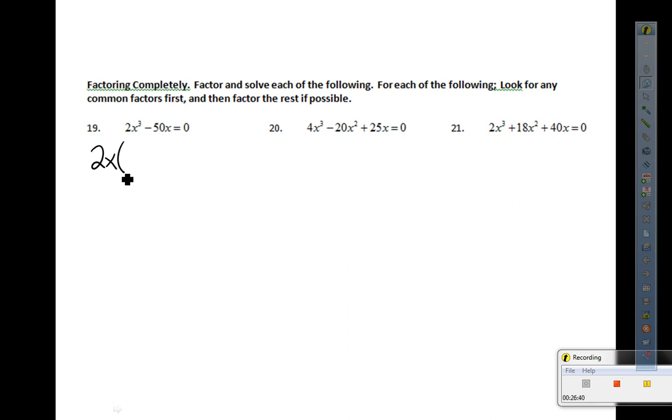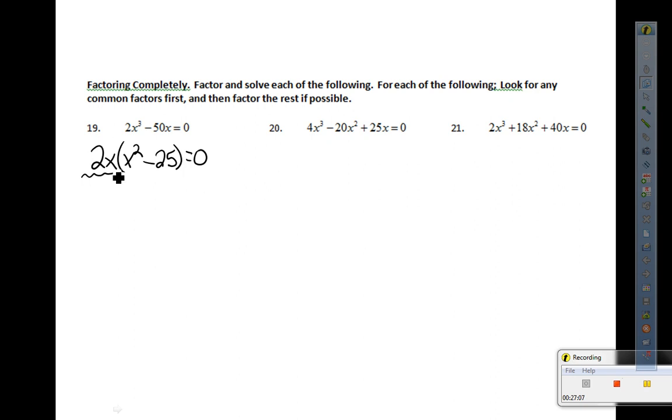Now you ask yourself this question. 2x times something is 2x cubed. What's that something? X squared. Here's a minus sign. I'm going to put a minus sign. Now, 2 times something is 50. What's that something? 25. But we are far from done.